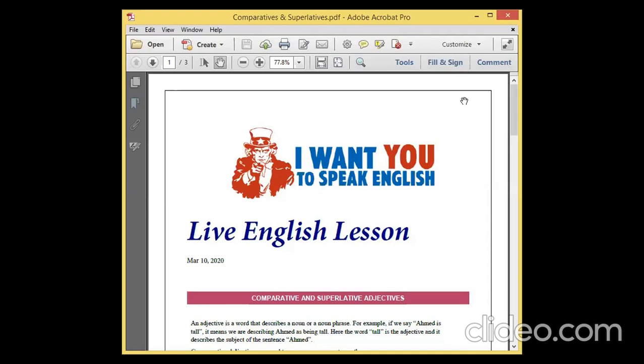So, a comparative adjective is used to describe nouns by comparing them. Which nouns? When we compare nouns, whether they are people, objects, animals, we compare them to something else or someone else.